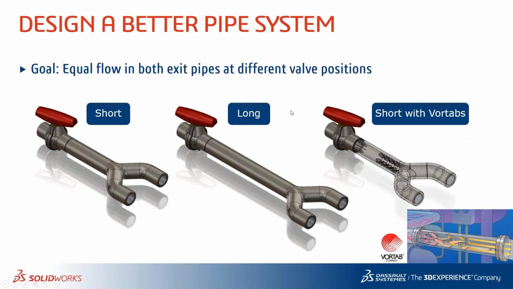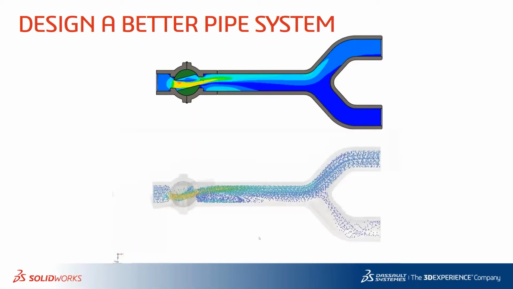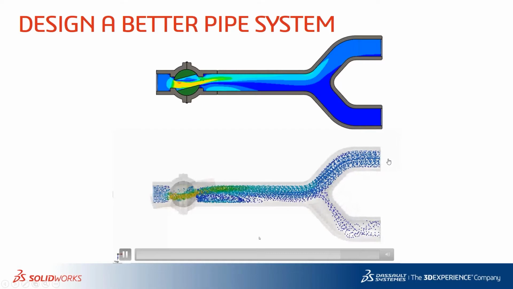And let's say the goal is an equal flow in both exit pipes at different valve positions. So how do you go about looking at it in simulation? If you added that additional piece and ran the simulation, what you are going to see, for a short pipe, and this is again a cool animation, is that the bulk of the flow exits from the left, or in this case, looking from the top, the top portion.